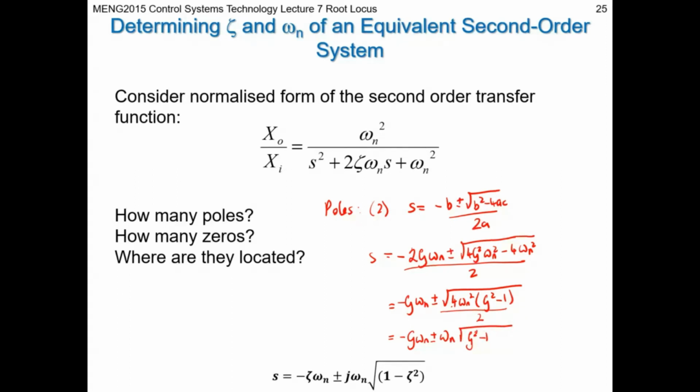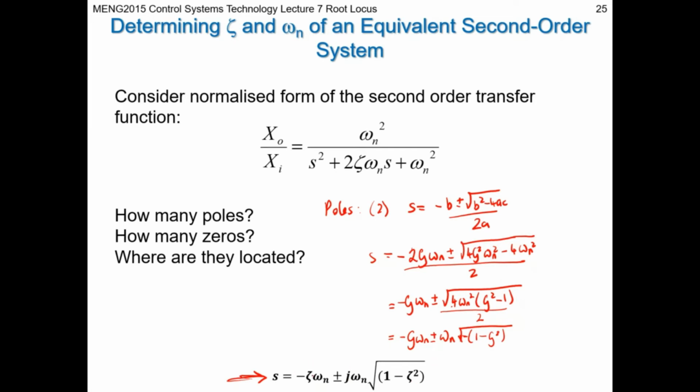Now I'm going to do a little trick, and I'm going to make this a negative inside here. Instead of zeta squared minus 1, we're going to do 1 minus zeta squared, which is exactly the same. But now we have a negative root, which means this becomes the root of minus 1, which is the complex term j. S equals minus zeta omega n plus or minus j, that j coming from this negative because I flipped the zeta squared minus 1, root 1 minus zeta squared.